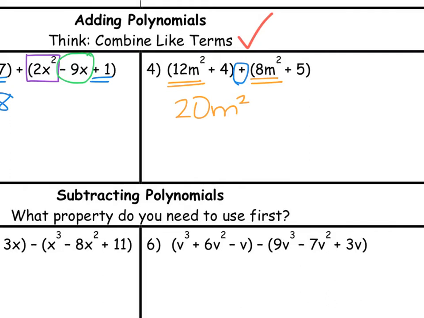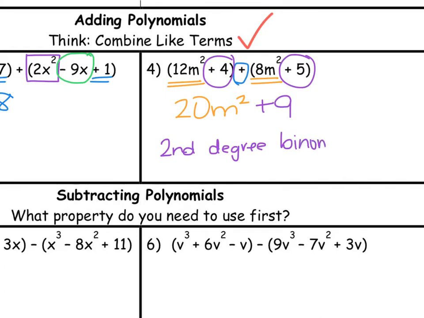And then the second part of that, I have a plus 4 and a plus 5, and 4 plus 5 is 9. So if I wanted to name this in terms of its degree and the number of terms, this would be a second degree. And in this case, there's 2 terms, so it's a second degree binomial.